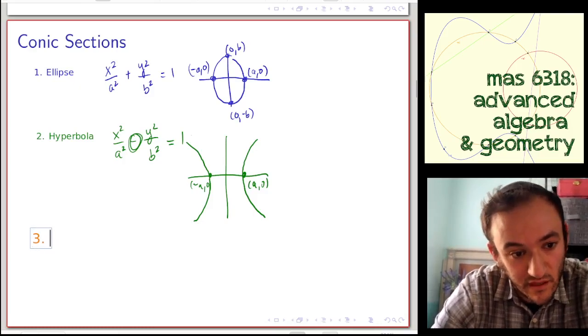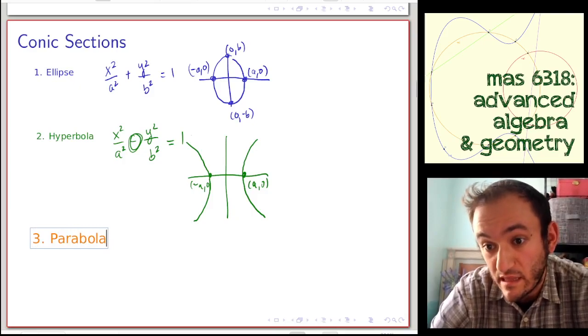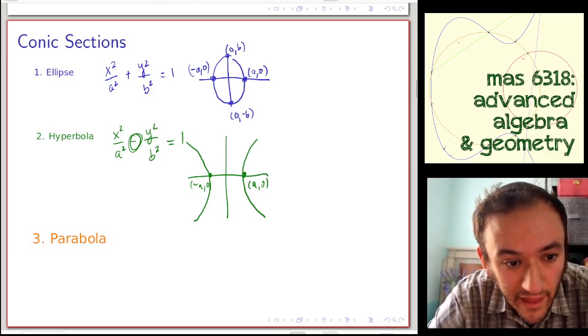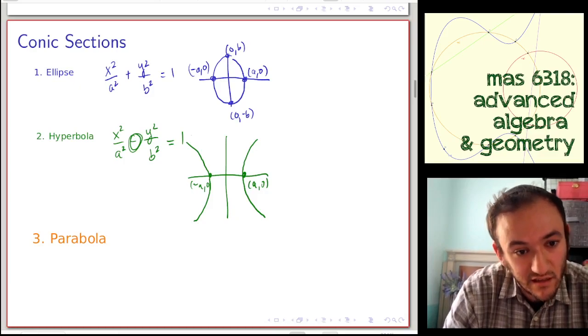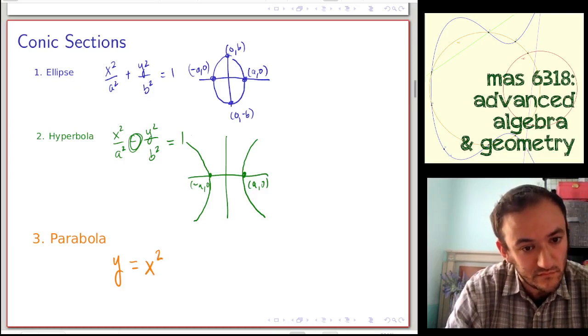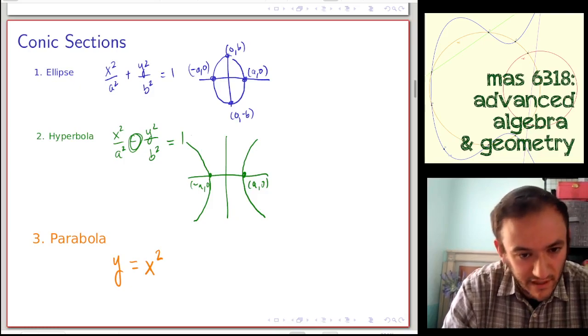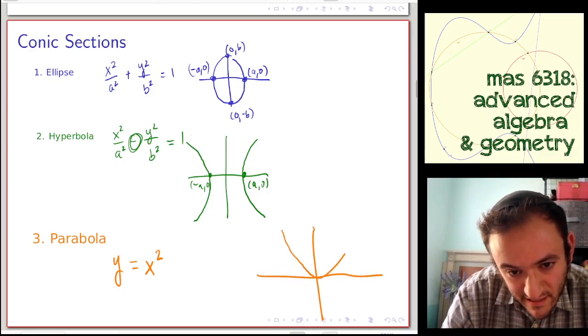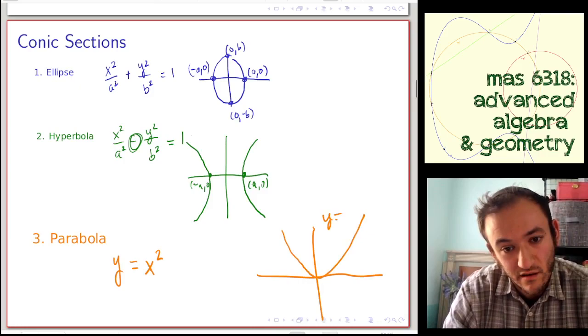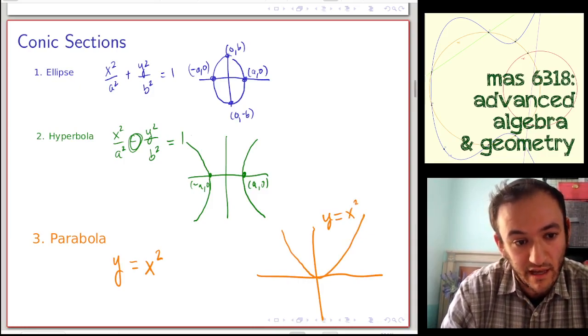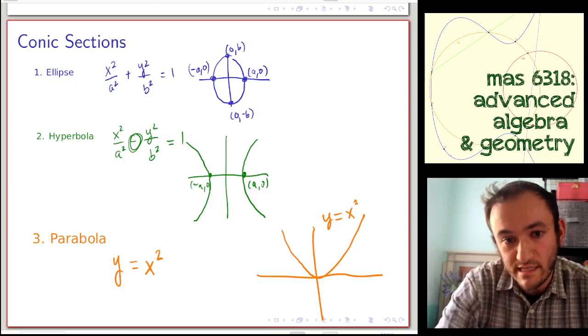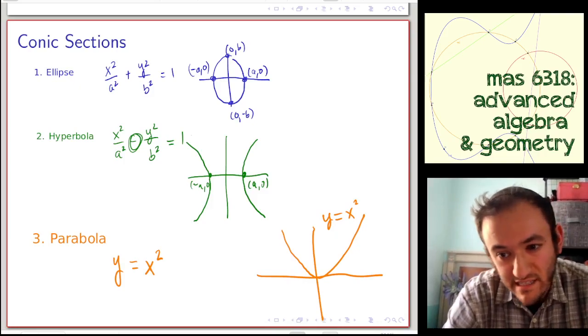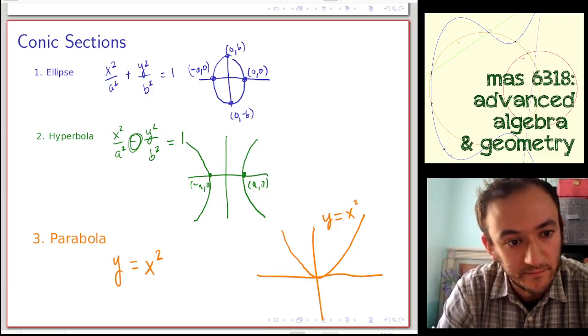The conic that's probably most familiar to us is the parabola. A classic example of that is equations of the form y = x². I think we can leave it at that. You can be a little more general, but this is the classic example. So this is y = x², and this is also one of the classic conic sections. We'll talk about why these are called conic sections, how we derive them, a bit later on.